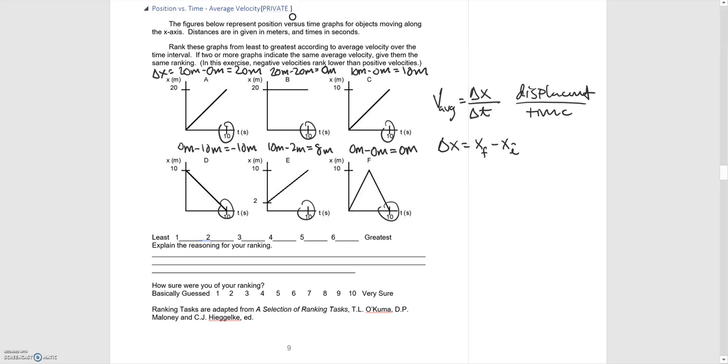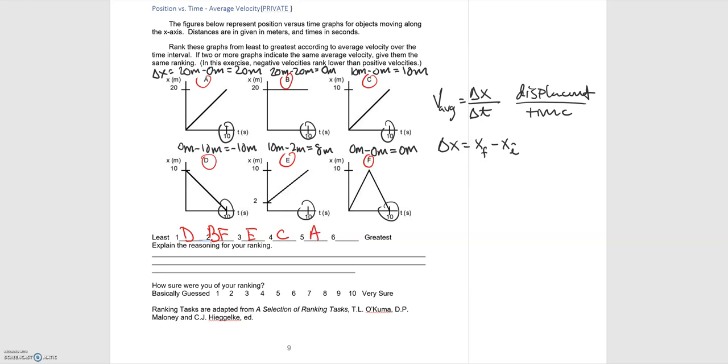So starting off with the smallest displacement of negative 10 meters, that's D, so that's the smallest. And then moving up, we have 0 meters for F, 0 meters for B. Moving on, we have 8 meters, which is E. And then we have 10 meters, which is C. And then finishing off, we have 20 meters for A.